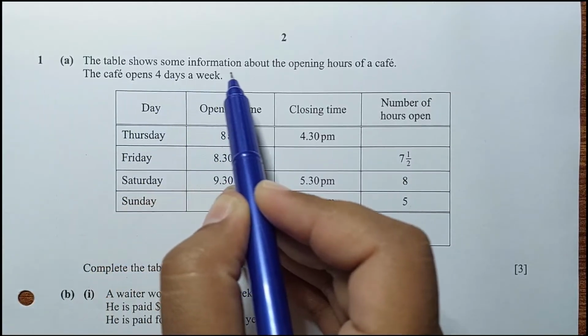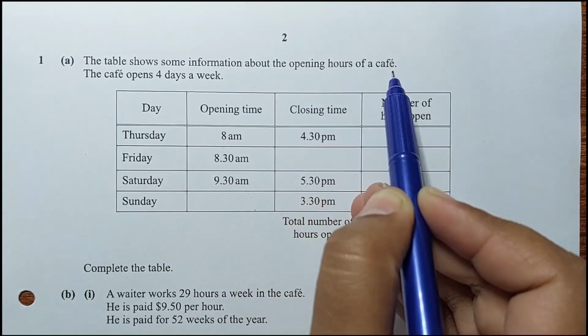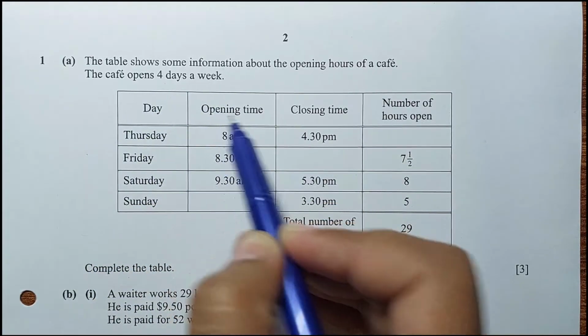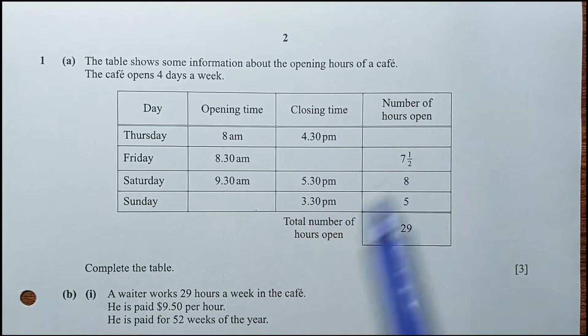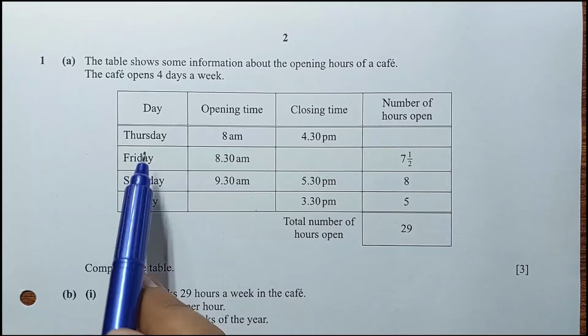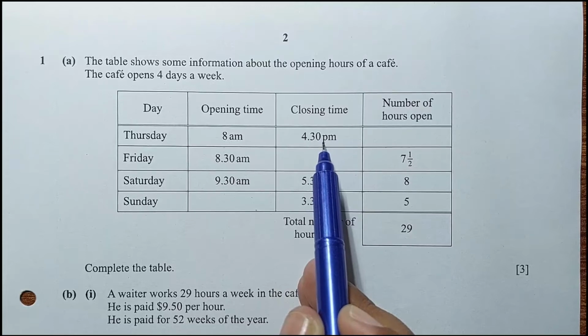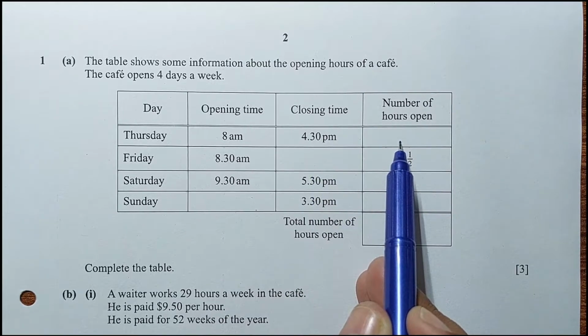The table shows some information about the opening hours of a cafe. The cafe opens 4 days a week. Days, opening time, closing time, and number of hours open. Complete the table. So on Thursday, the cafe opens at 8 a.m. and closes at 4:30 p.m. We have to find the number of hours open.